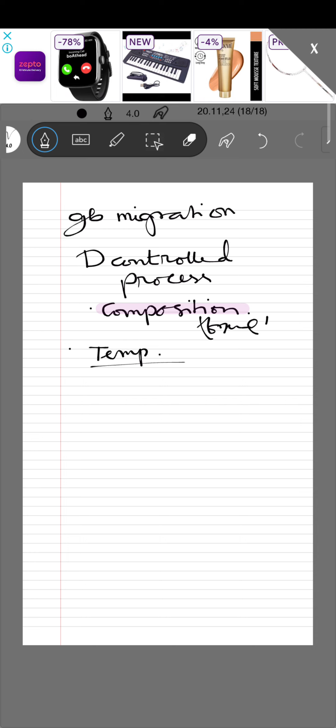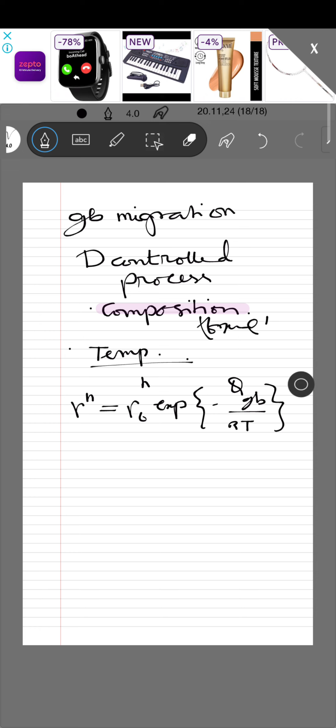So as we had the Arrhenius equation relating diffusivity with temperature, similar to that we also have an equation related to grain growth. The equation stands that R^n = R0^n exp(-Q_GB/RT). Okay.